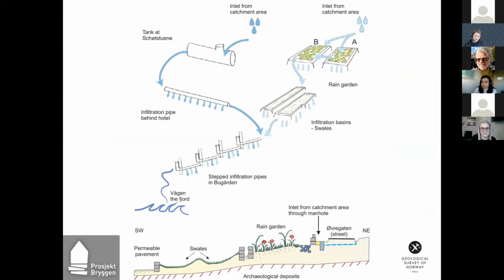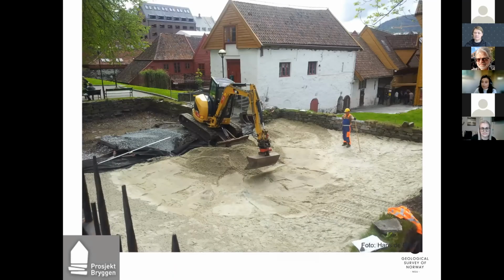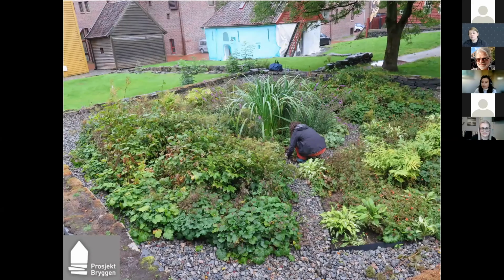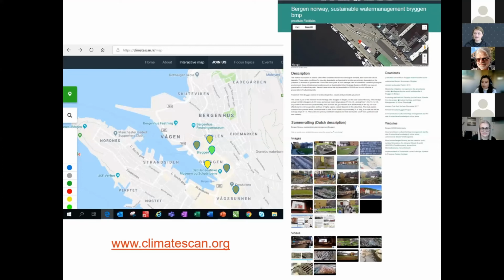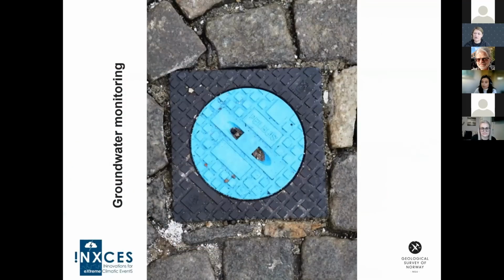So to improve the groundwater level, sustainable urban drainage systems were applied. They were built in the backyard of the Bryggen to infiltrate as much water as possible. And they look quite nice. And if you want more information about SUDS and the Bryggen project, this is the way to go, climatescan.org.